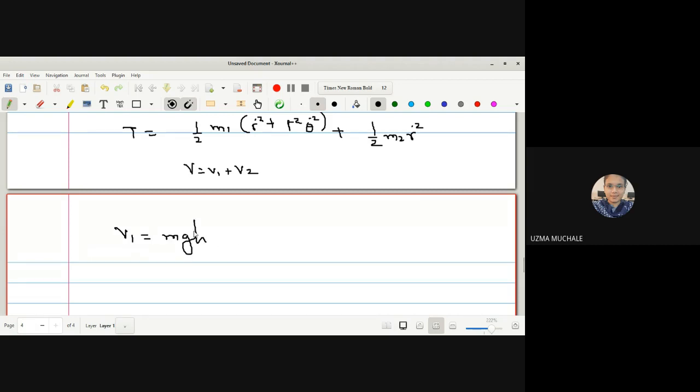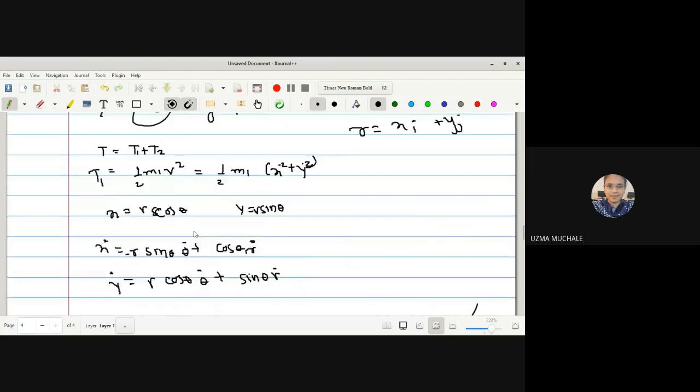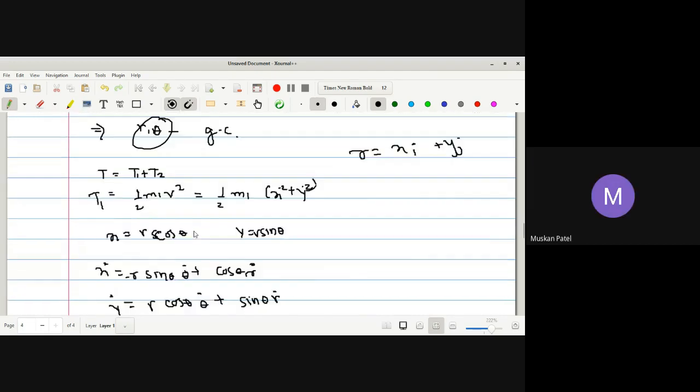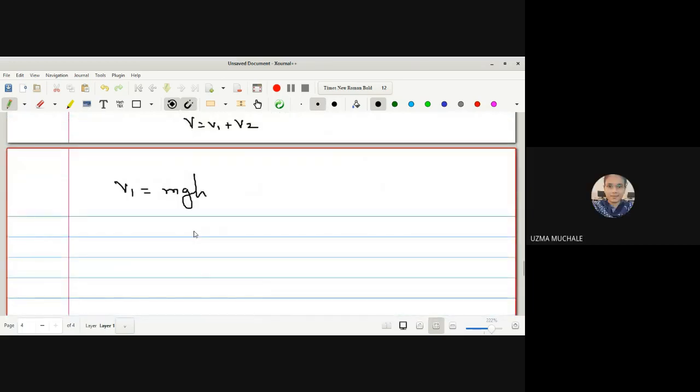Yes, what is the height for mass m1? For P1 we will write mgh, m1gh. Whether m1 is at some height, or at rest on the table now, will there be any height for m1? No, ma'am, 0. Yes, it is 0. So you can write this as m1g into 0. So for V1 it is 0.